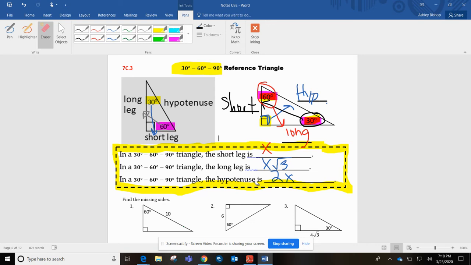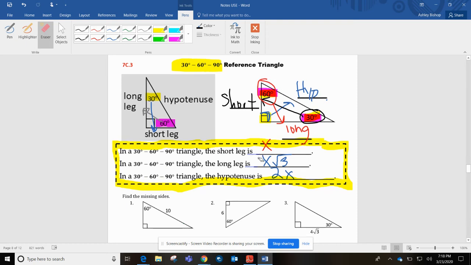So hopefully you did the Kahoot from yesterday and you feel better about how to label these three sides, because I took a whole day to do that because it is so important that you know how to do each label. So we have the short side, which is across from your shortest angle. Your smallest angle is 30. You've got your long side, which is across from your bigger angle, which is 60. And then your hypotenuse is always the same.